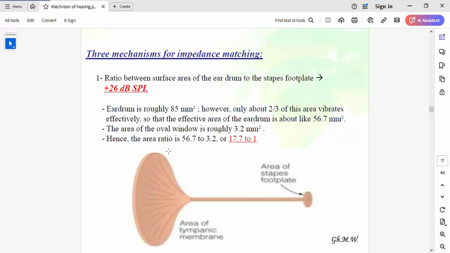The eardrum is roughly 85 square millimeters. However, the oval window is about 3.2 square millimeters. Hence the ratio is about 17.7 to 1.